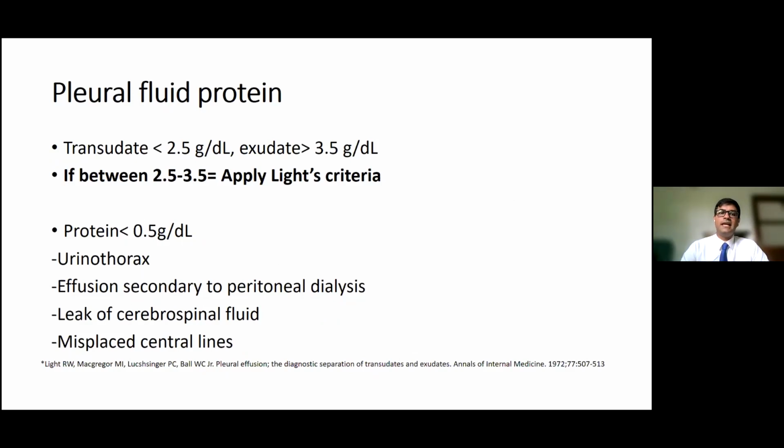Pleural fluid protein, if it is less than 2.5 grams per deciliter, supports a diagnosis of transudate, while if it is more than 3.5, it supports a diagnosis of exudate. However, if the value falls between 2.5 and 3.5, you have to apply the Light's criteria. I will get back to Light's criteria in the following slides. You have to know that if the pleural fluid protein is very low, less than 0.5 grams per deciliter, you have to suspect a urinothorax, effusion secondary to peritoneal dialysis, leakage of CSF, or misplaced central lines.